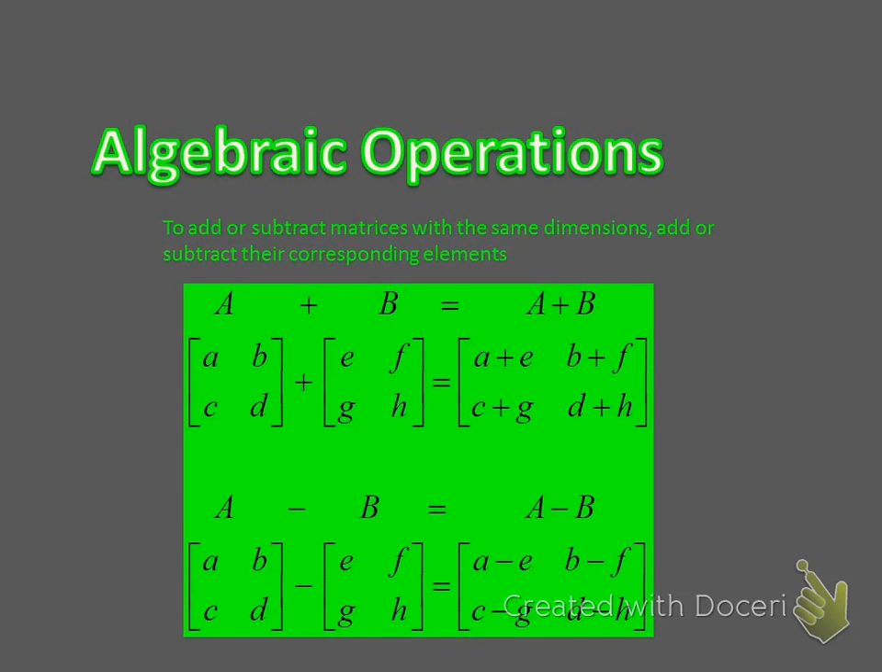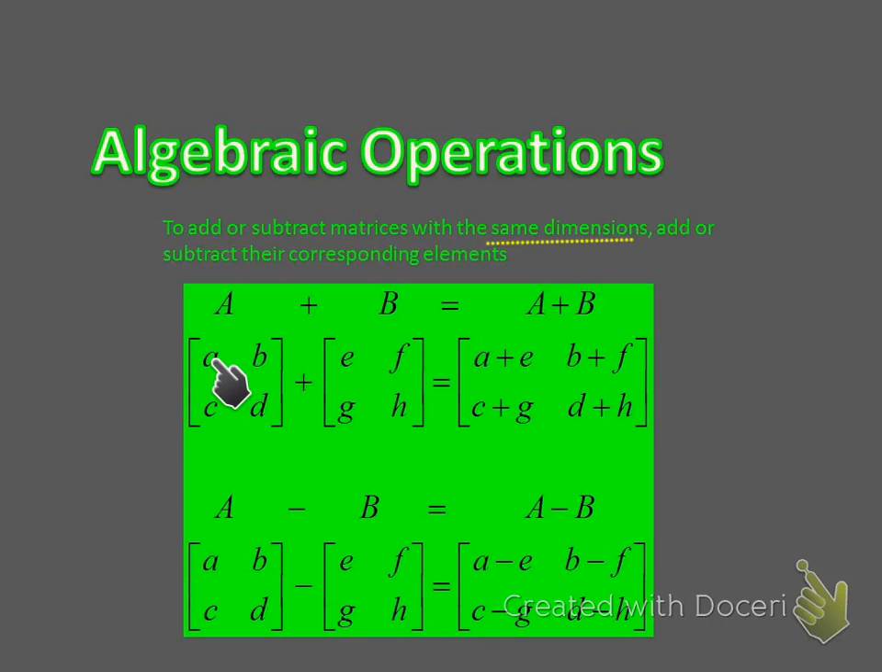If they don't have the same dimensions, then you can't even do it. So that's your main rule: if you have 2 matrices that have the same dimensions, you can add or subtract them. The way in which you add or subtract them is very simple. You add or subtract their corresponding parts.